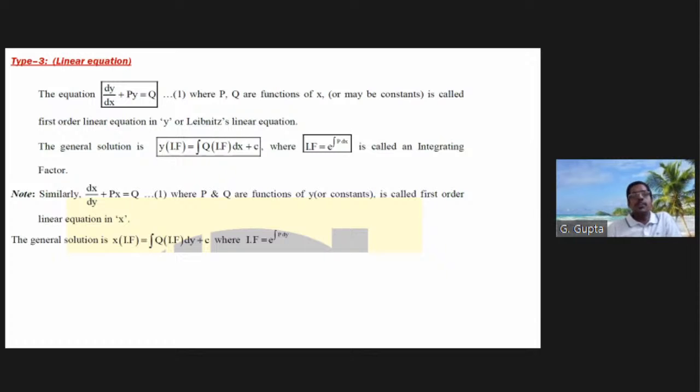Once you bring your differential equation into this standard form, that is dy by dx plus py is equal to q, immediately the general solution can be used as a formula, so that we save time. Just y into IF is equal to integral q into IF, integrating with respect to x, that is dx, plus c, where IF is equal to e raised to integral p dx. This is called the integrating factor. IF is the short form notation of integrating factor. Please learn by heart the solution and the standard form, equation 1.